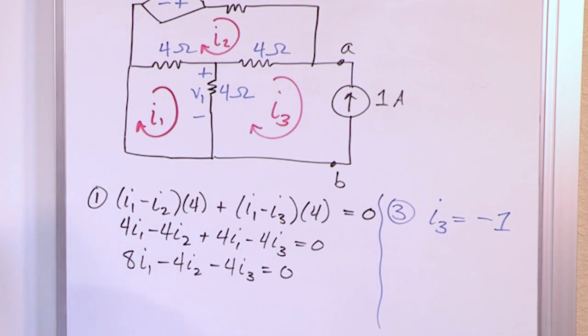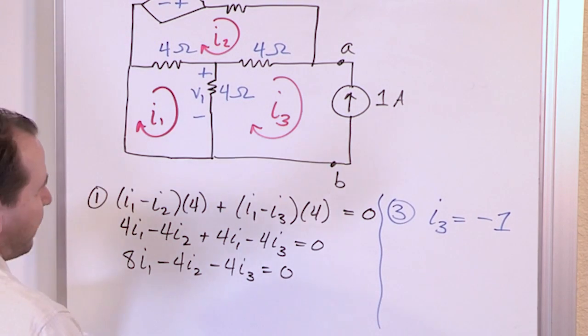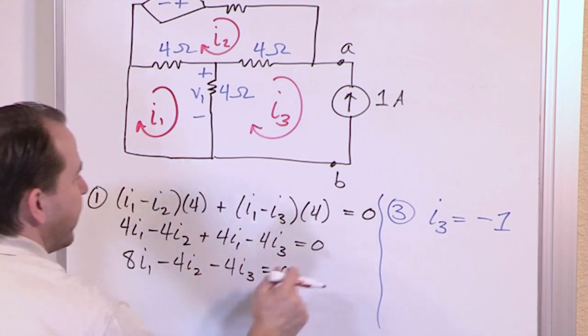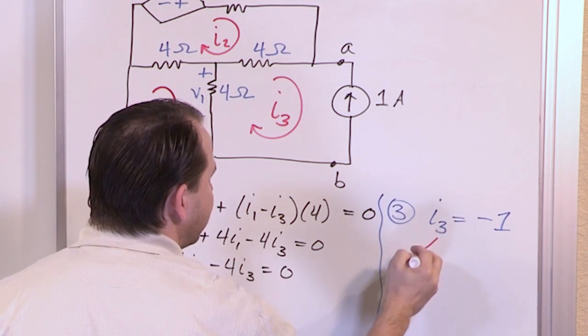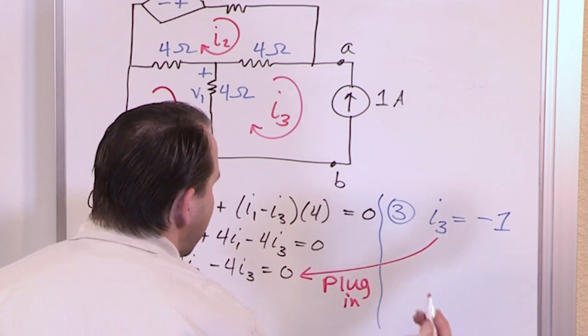Now the reason I skipped over to do I sub 3 is because, you see, I don't have to do that, but I notice that I have this equation in terms of I1, I2, and I3. This is such a simple substitution, I'm going to plug this in now. Right?